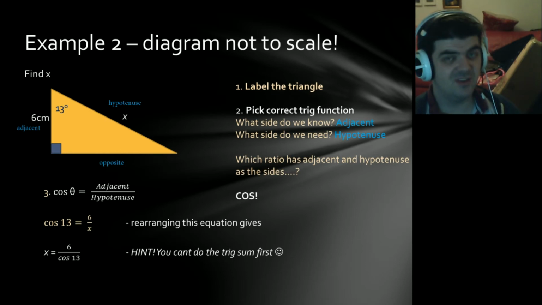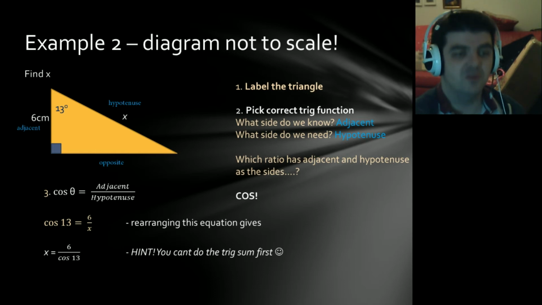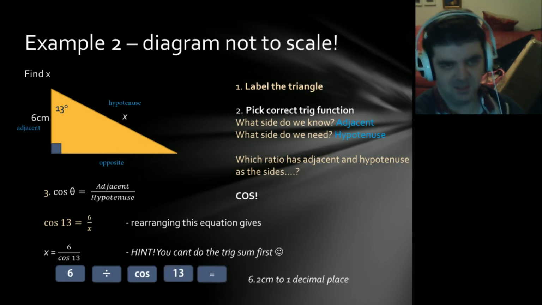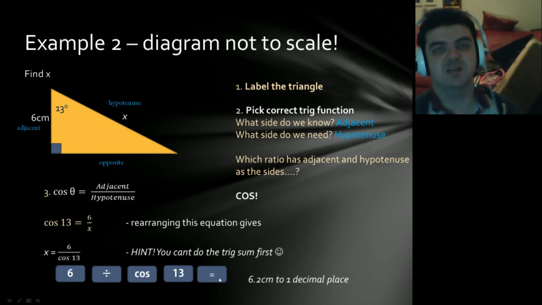And in this case, you can't do the trig sum first because you're dividing by it. So the numbers you would press would be 6 divided by cos 13 equals, and you should get 6.2 to 1 decimal place. Again, on an iPhone, you'll probably do 6 divided by 13 cos equals, and that'll give you 6.2. All being well. One more to do.